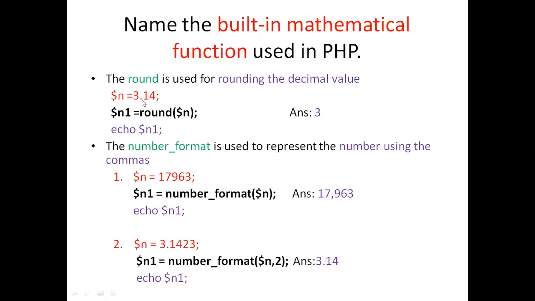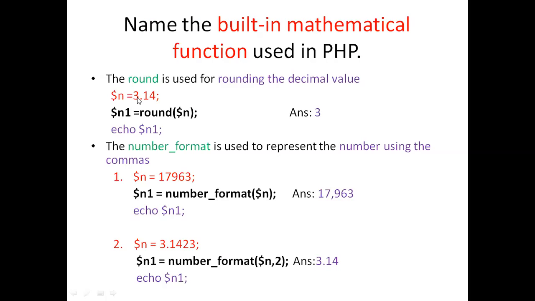This is called rounding. So you have to check the number after the dot. If this number is 5 or more than 5, 5, 6, 7, then you have to increase this number by 1. But now this is less than 5, so the answer will be only 3.